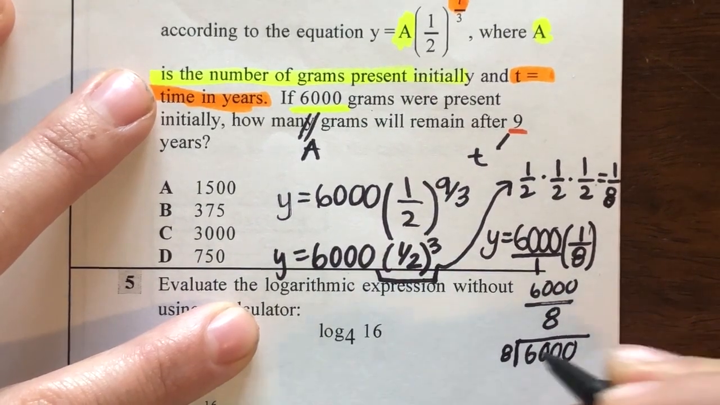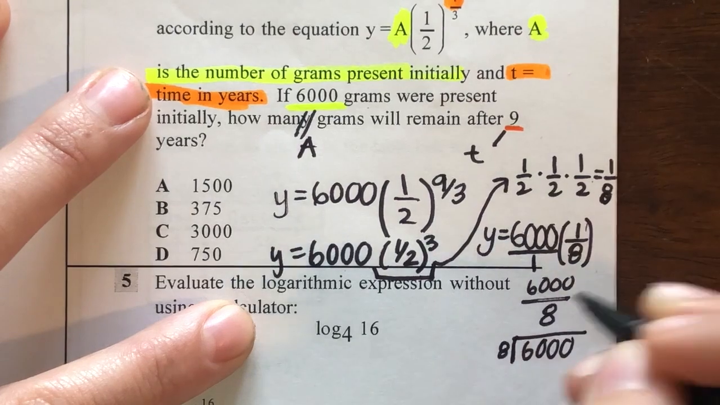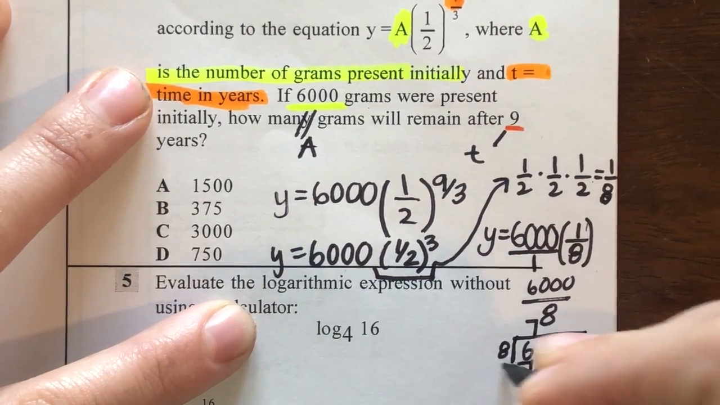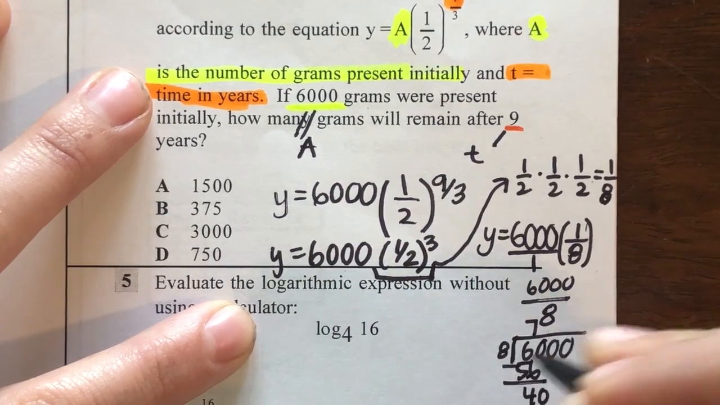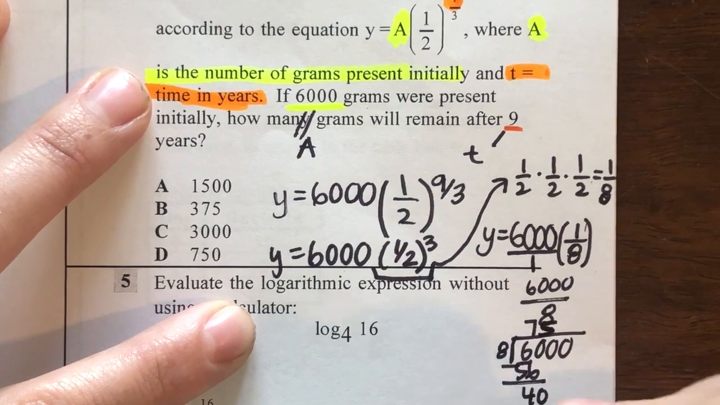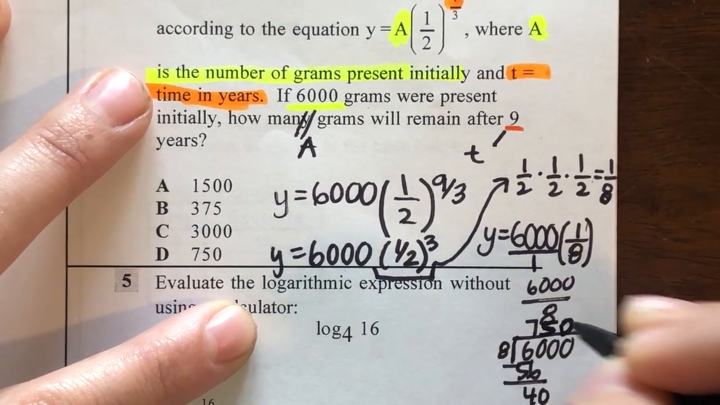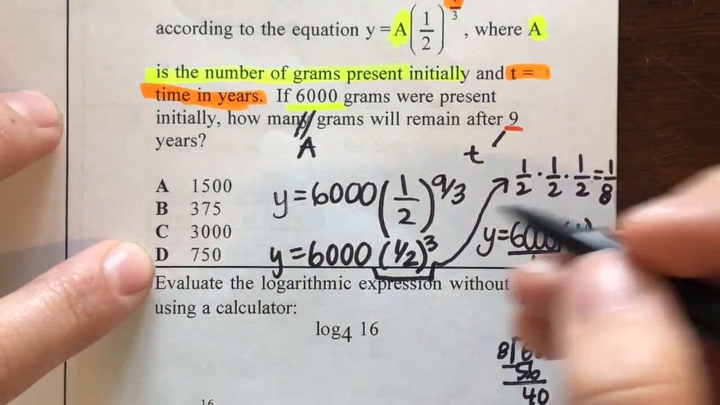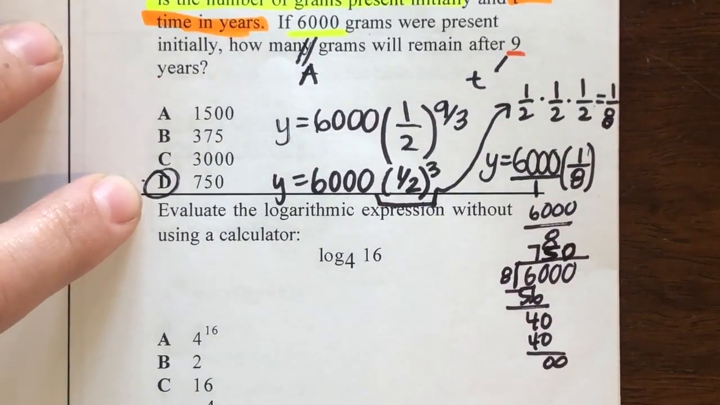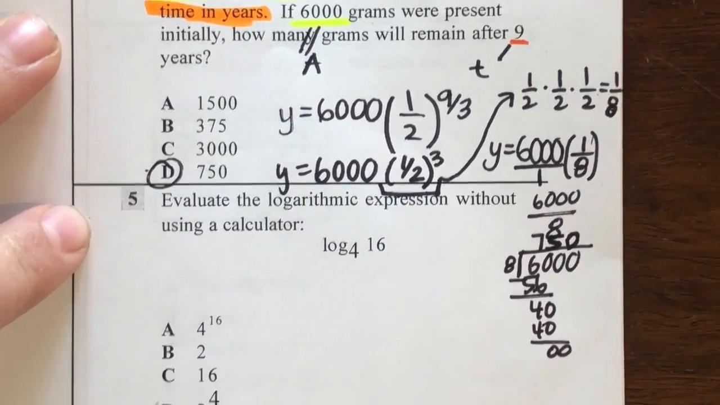6,000 divided by 8. 8 goes into 60 7 times. 7 times 8 is 56. Then I'm going to subtract. 40 divided by 8 is 5. And bring down the 0. 6,000 divided by 8 is 750. So that's why my answer for number 4 is D.